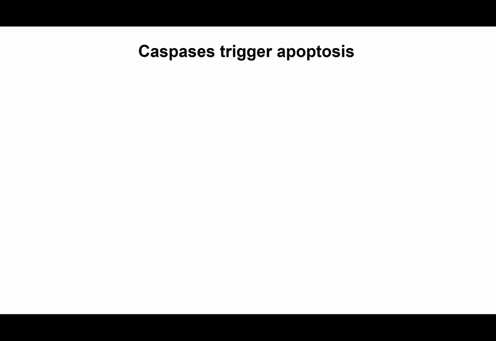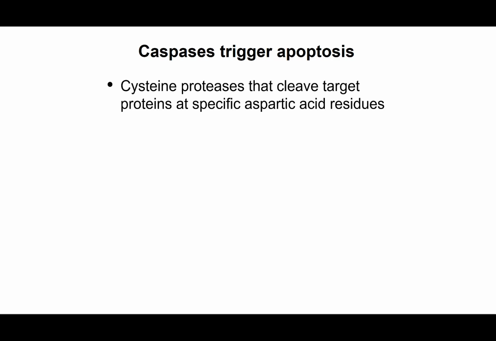There's actually specific proteins called caspases that trigger apoptosis. Caspases are cysteine proteases that cleave target proteins at specific aspartic acid residues. Importantly, caspases don't go around just chop random proteins. They go around and they chop specific proteins, and it's those specific proteins that might be inactivated or might be activated and that carry out the process of apoptosis.